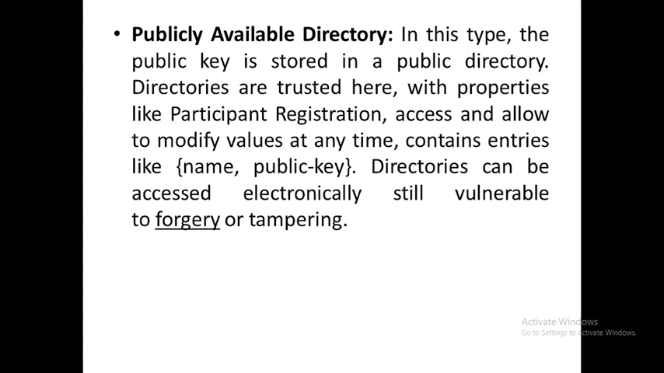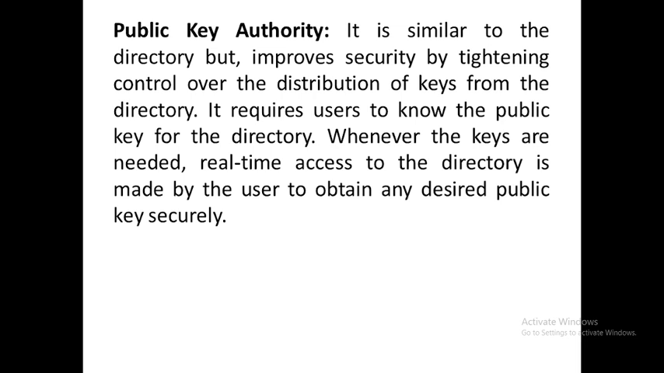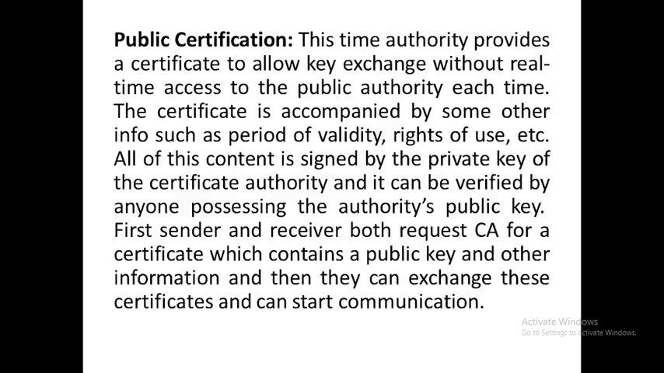The public key is stored in a public directory. Directories are trusted here, with properties like participant registration and access, and they allow participants to modify values at any time. So it may be vulnerable to forgery and tampering. And then public key authority. It is similar to the directory, but improves security by tightening control over the distribution of keys from the directory. It requires users to know the public key of the directory. Whenever the keys are needed, real-time access to the directory is made by the user to obtain any desired public key. And then the last one is public key certificates.